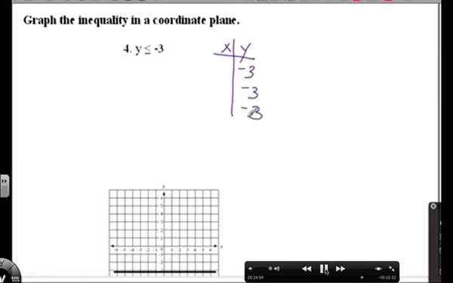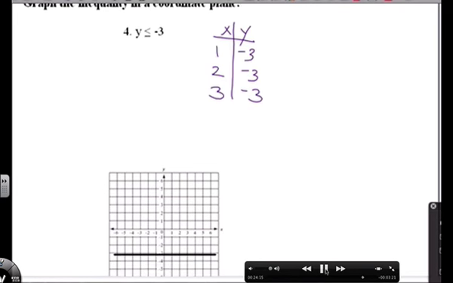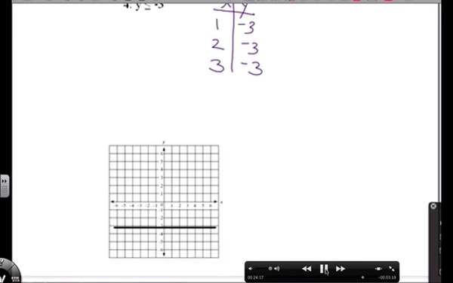And I can put anything in the x. You need about 3 points for an XY chart to see which type of line this is going to be. It's going to have a 0 slope. So I'll plot a few of my points: 1, -3; 2, -3; 3, -3. I see it's a horizontal line.